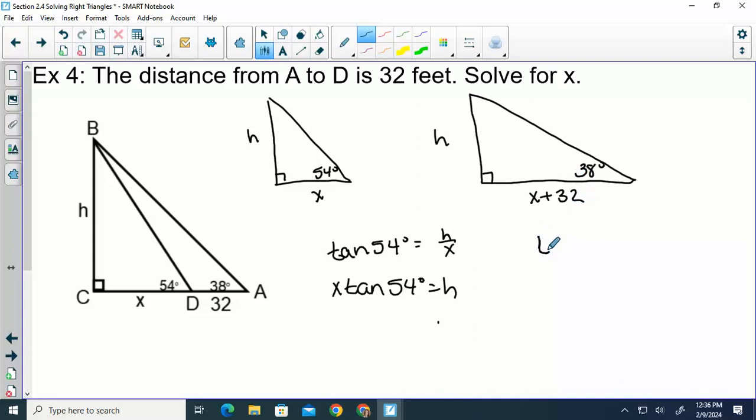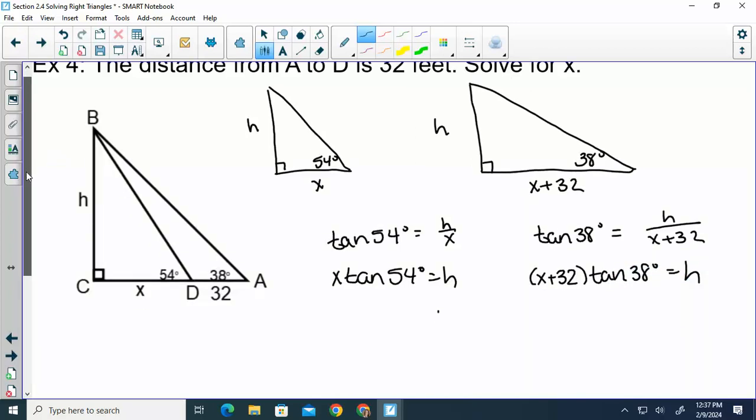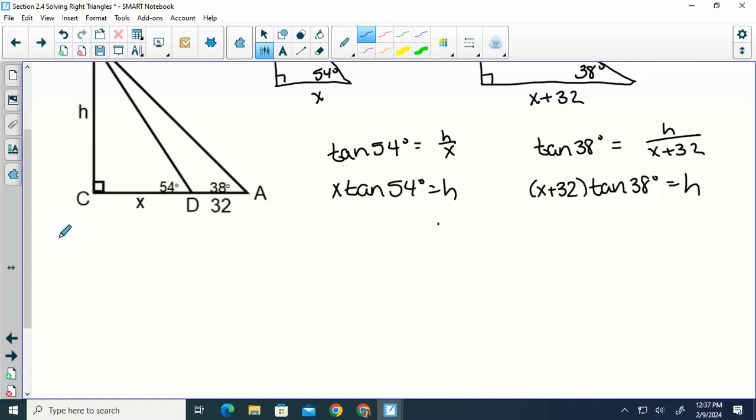I could do the same thing. From my 38 degrees, tangent is opposite over adjacent. What would you do now? If you want to get rid of the fraction, you can multiply this over. So basically, we've taken this trig problem and we've turned it into an ugly algebra problem.